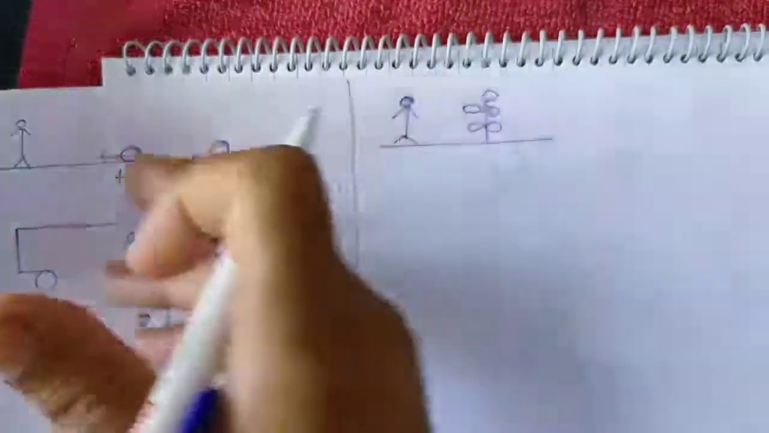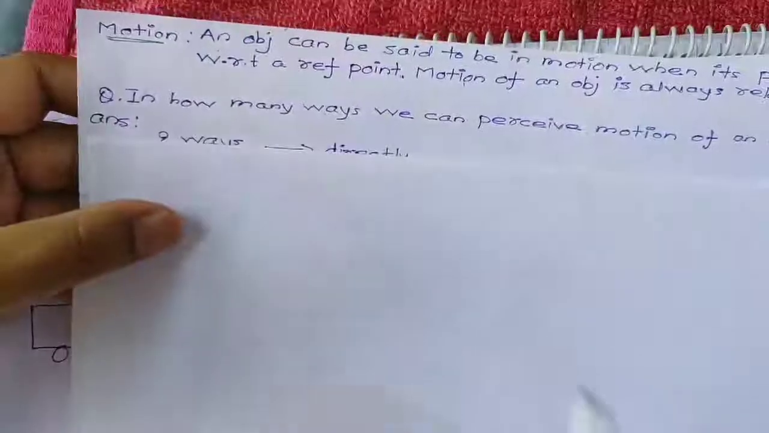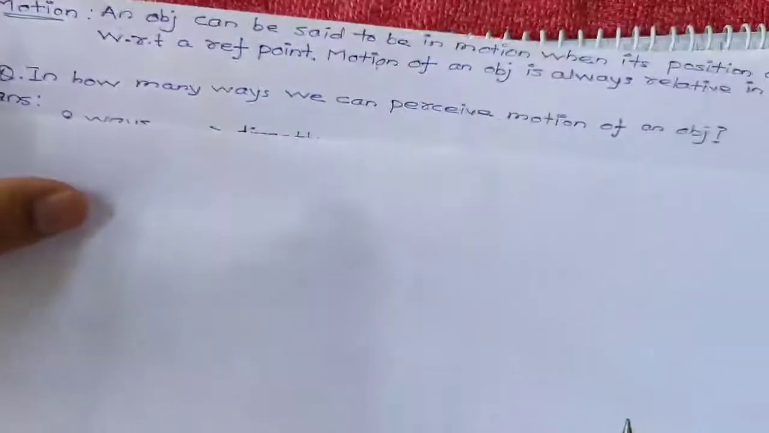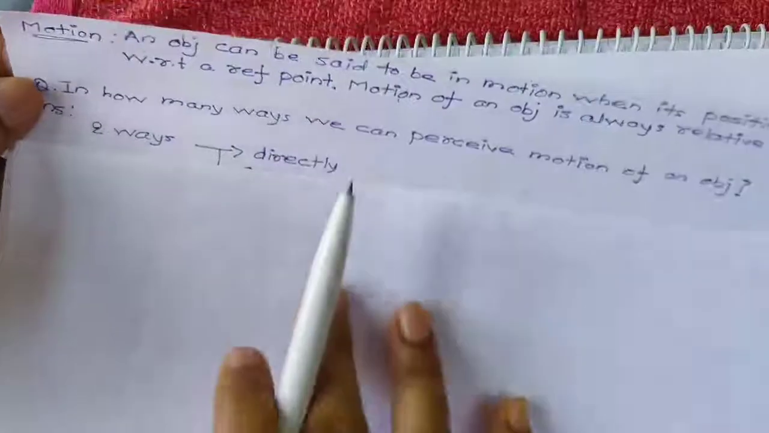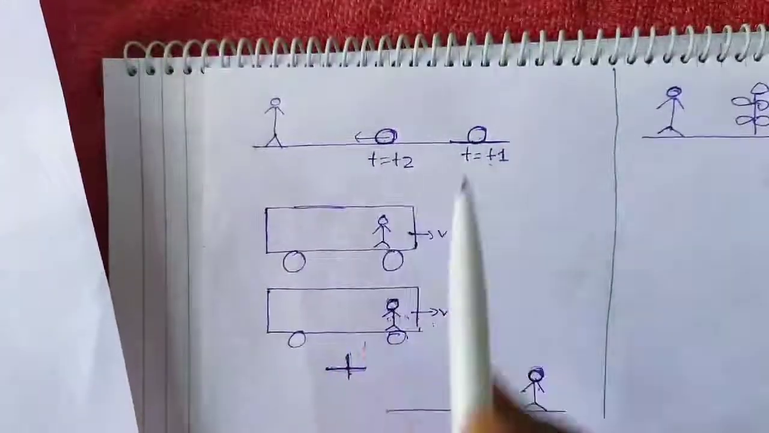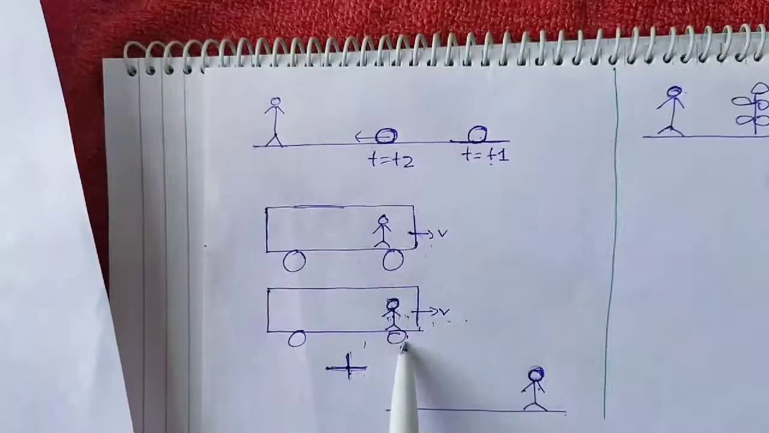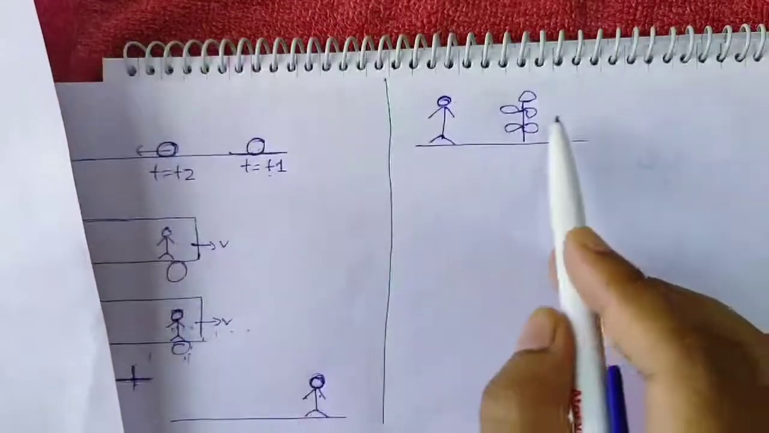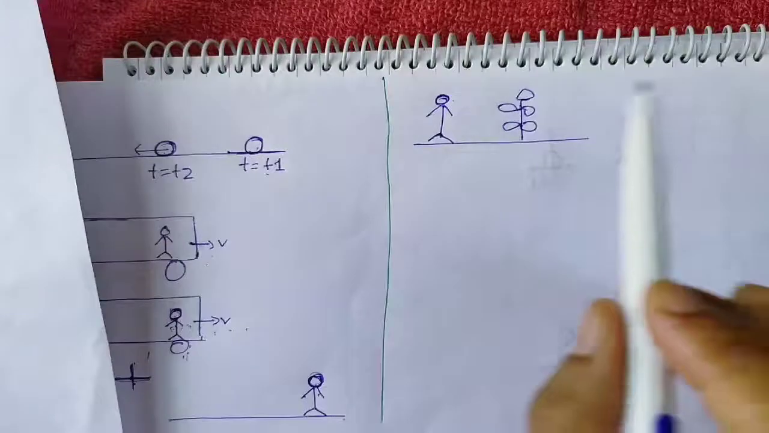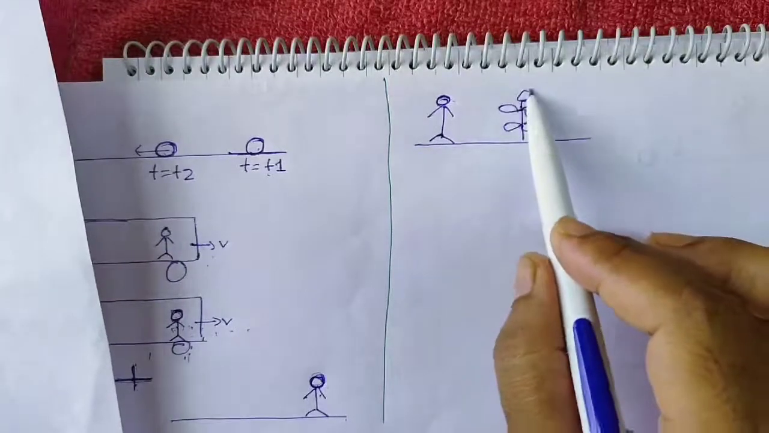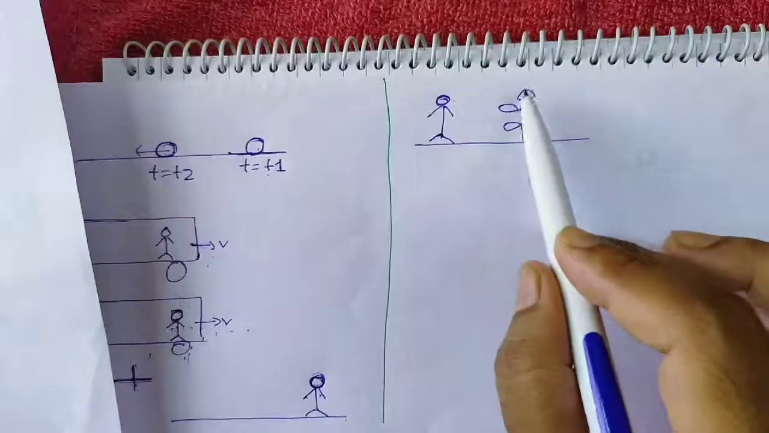So if I ask you, in how many ways can we perceive motion of an object? There are two ways, direct and indirect. Direct is something where we are seeing the ball, we are seeing the bus. But wind is something which we cannot see directly. So motion of wind we can perceive indirectly.